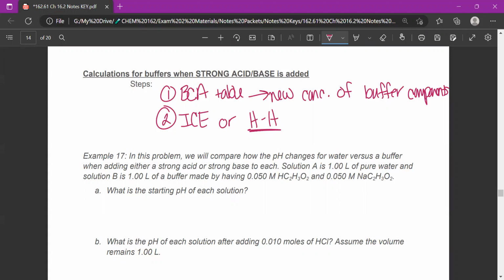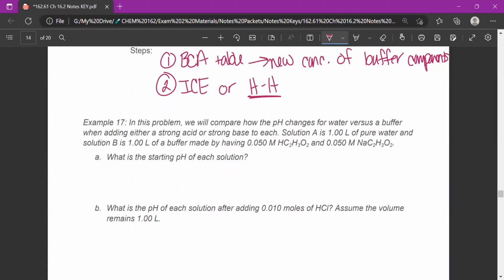All right, so we're going to do a couple examples of this. I'm going to have you try a couple examples of this. If you want to go ahead and start doing them, be like, I got this, that's fine. A lot of them are plug and chug, but watch your parentheses in your calculator. All right, so example number 17 says, in this problem, we will compare how the pH changes for water versus a buffer when adding either a strong acid or a strong base to each.